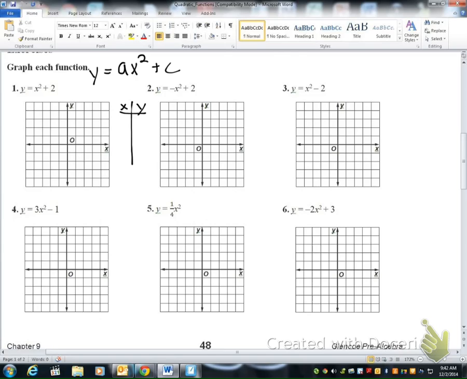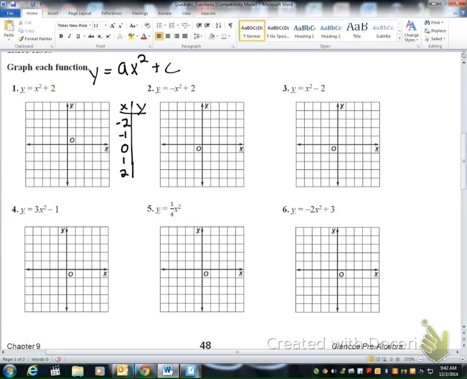It tells us that we're always going to pick -2, -1, 0, 1, and 2. Those are always the values I want you to use because all of our graphs are going to be centered nicely in the middle of the graph because there's no bx. There's nothing times x. There's just x squared and a constant. So we're going to use -2, -1, 0, 1, and 2 always. Now, let's look at this first equation. Our first equation is x squared plus 2.